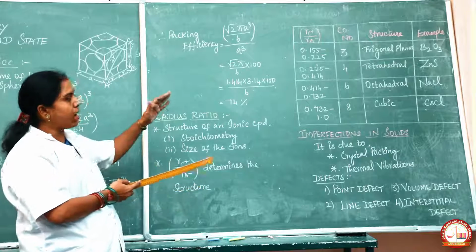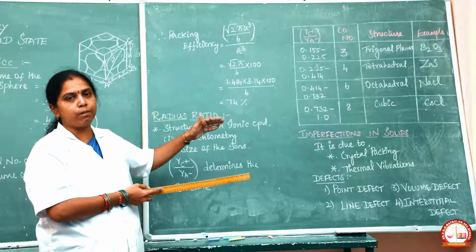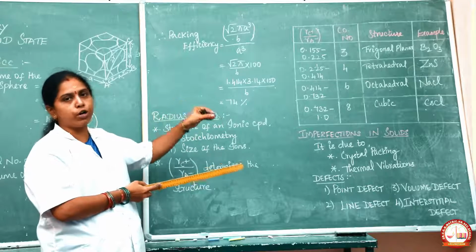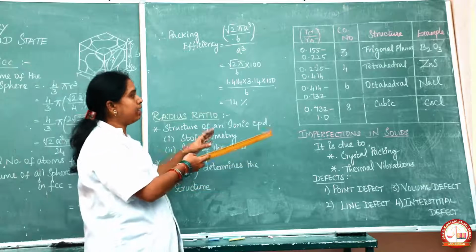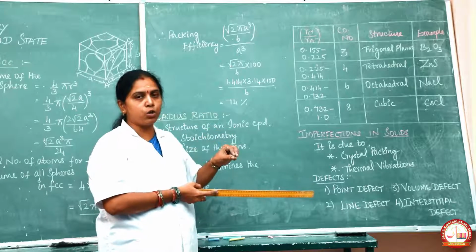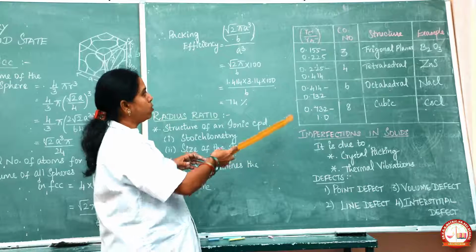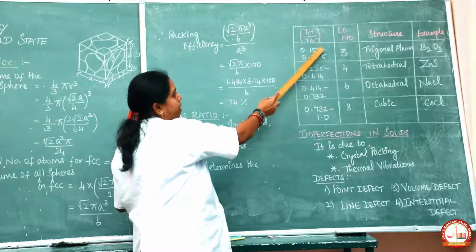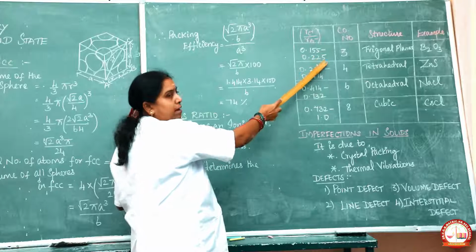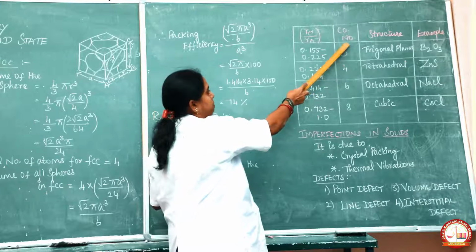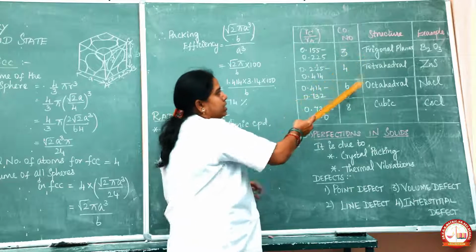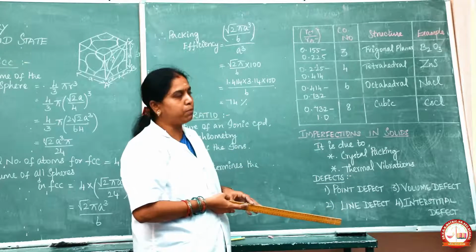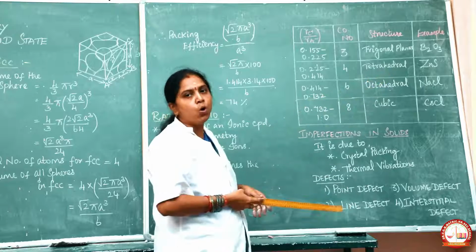Based on the values we are seeing here, we can predict the structure of the ionic compound with different coordination numbers. Here we see a table of the radius ratio in different limits. If the radius ratio lies between 0.155 to 0.225, then the coordination number will be 3, and the structure is trigonal planar. The best example for this type is boron oxide, B2O3.